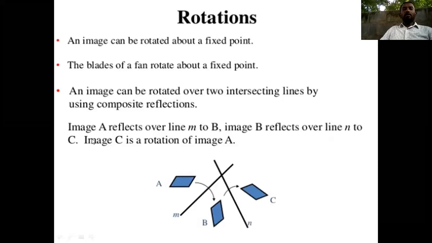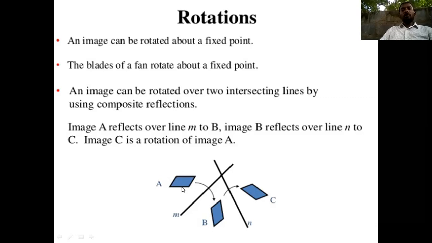Rotation is nothing but basically rotating the object through some angles. So it is the best example. The image can be rotated over two intersecting lines by using the composite reflection. Image A is reflected over the line M to B1. Then image B is reflected over the line N to C1. So C is a rotation of the image A1.